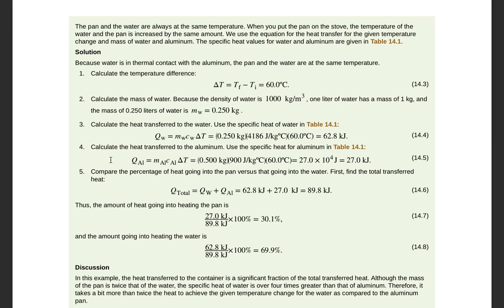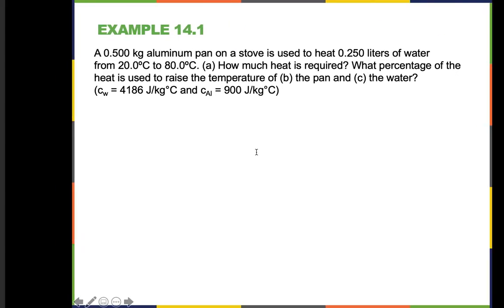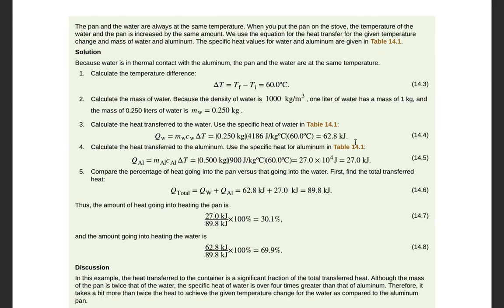So for 4, you calculate the heat transfer of the aluminum as well. Same thing, same equation. You have 0.5 kilograms. Our specific heat given here and from table 14.1 is 900. And same change in temperature. So here we get 27 times 10 to the 4th joules, so 27 kilojoules. So you add both of them together, and you'll get the total heat transfer.